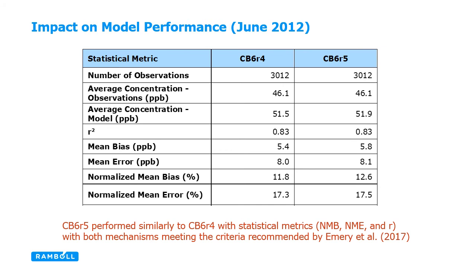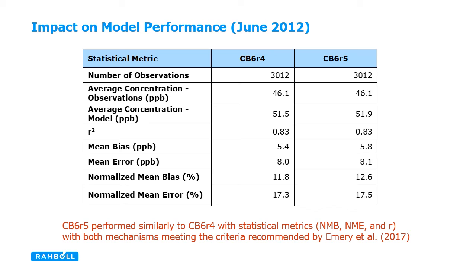Lastly, we also quantified impacts of the mechanism updates to ozone model performance by comparing the model 8-hour average ozone from 11 a.m. to 7 p.m. for each day in June 2012 to observations from the continuous ambient monitoring stations in the East Texas modeling domain. We computed statistical metrics following recommendations of Emery et al. A comparison of the metrics we calculated for CB6R4 and CB6R5 are shown in the table here.